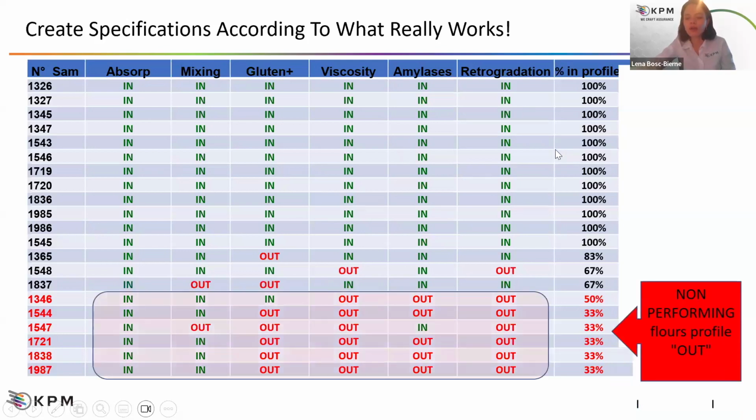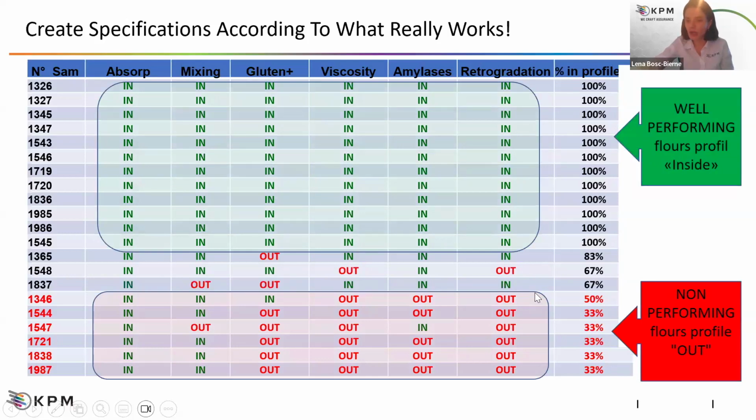The good news is that all bad flours were correctly identified, as they were out for at least 3 indexes. Most good flours were also correctly identified, as they were 100% in, and there was this area of uncertainty, because the mixolab, after all, is not a magic ball. It's just a tool. But here, you are able to take informed decisions.